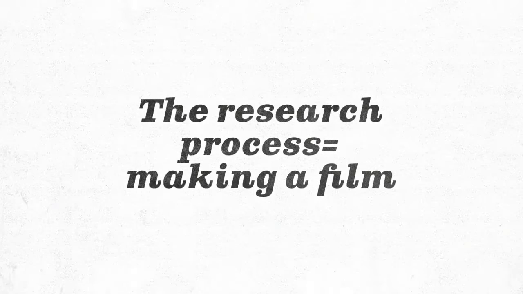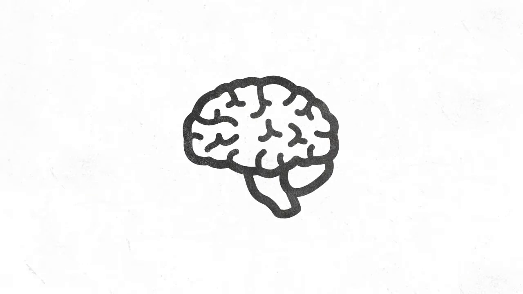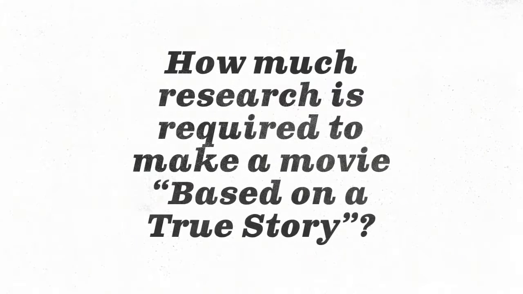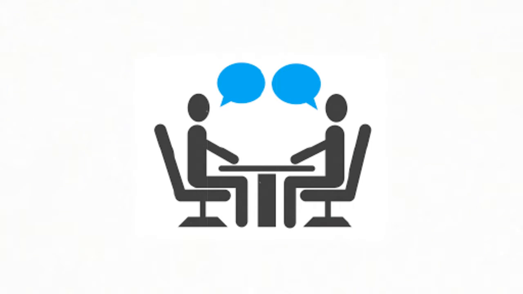In Chapter 6 of the book, it explains how the research process can be compared to making a film. This struck an idea in my head. It made me curious as to how much research is actually required to make a movie that's based off of a true story. First of all, the film director would have to sit down in an interview with the people who experienced it. That way he can get to know them personally so that he can cast appropriately for their character.